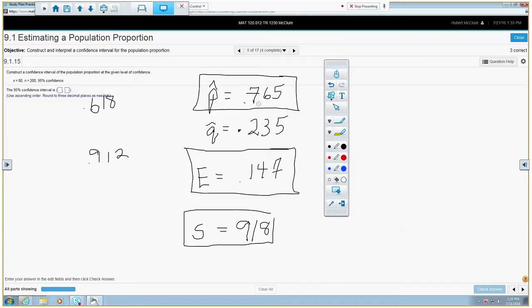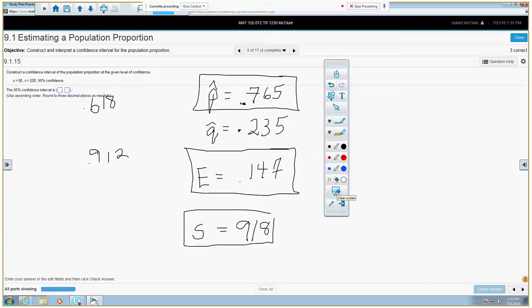Do you have a question? I'm showing how to do it in the calculator. Take 0.765 and multiply it by 1200, whatever the n was. 0.765 times 1200. Did you get it? 918, did you get it?